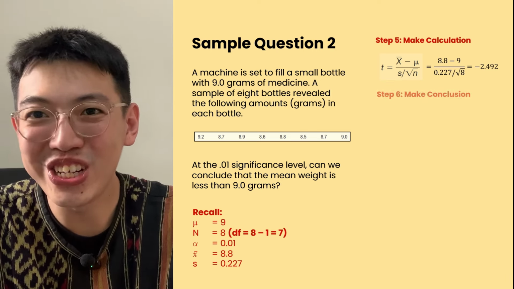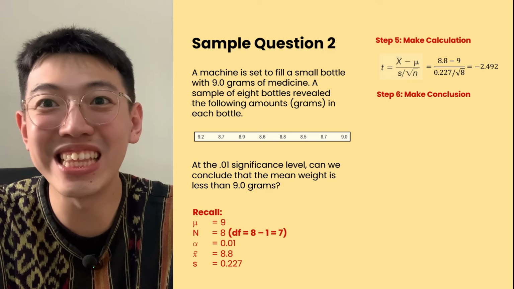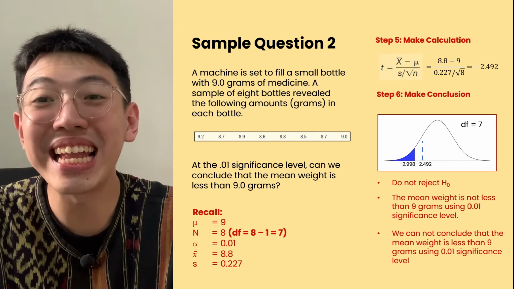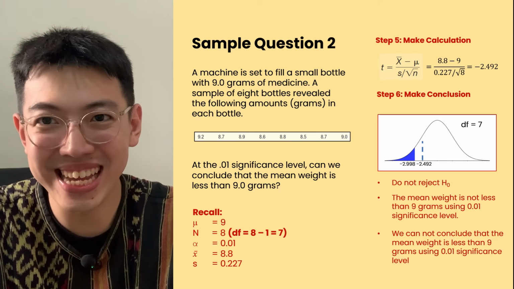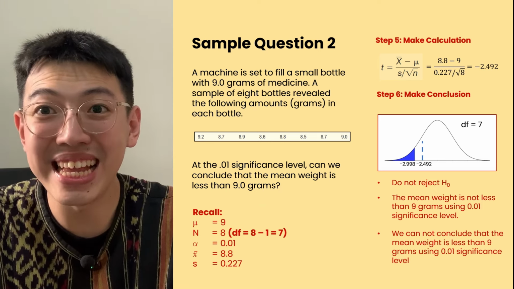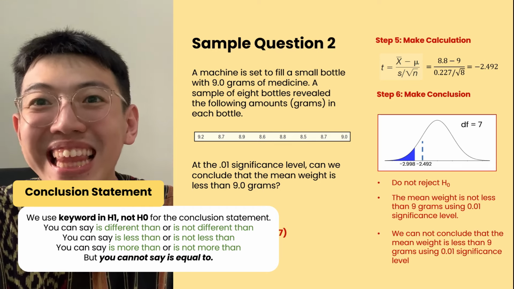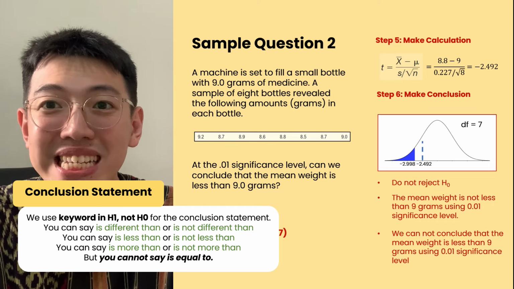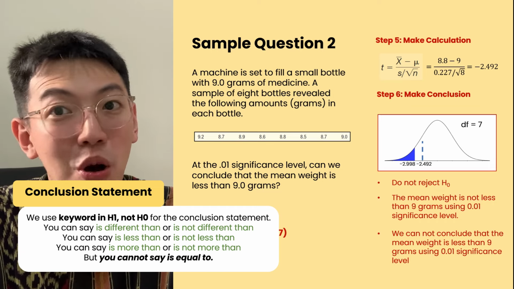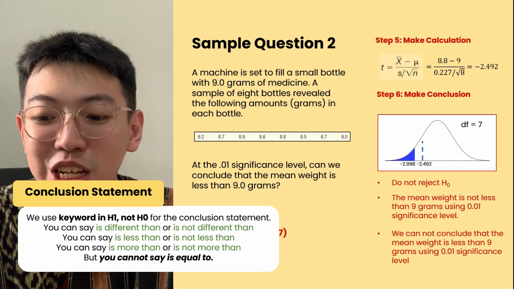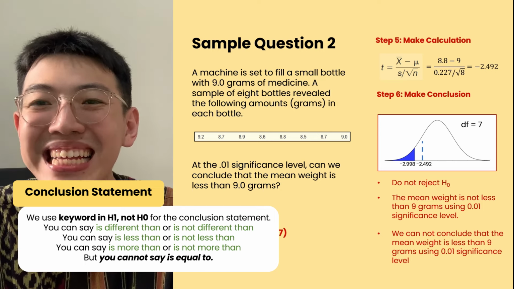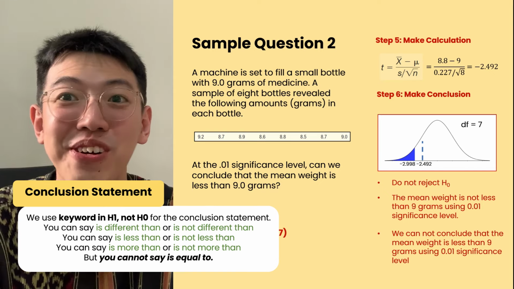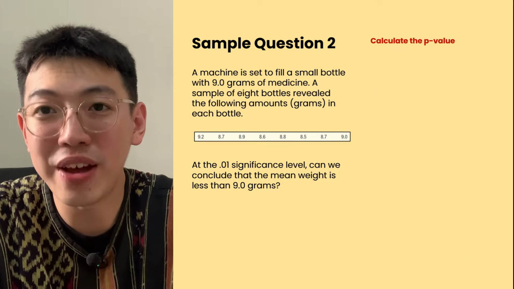Next step is to make the conclusion. You can see here that the t calculation lies in the white area, or it is more than minus 2.998. So we should not reject H0. We can say that the mean weight is not less than 9 grams using 0.01 significance level. Or in other words, we also can say we cannot conclude that the mean weight is less than 9 grams using 0.01 significance level.